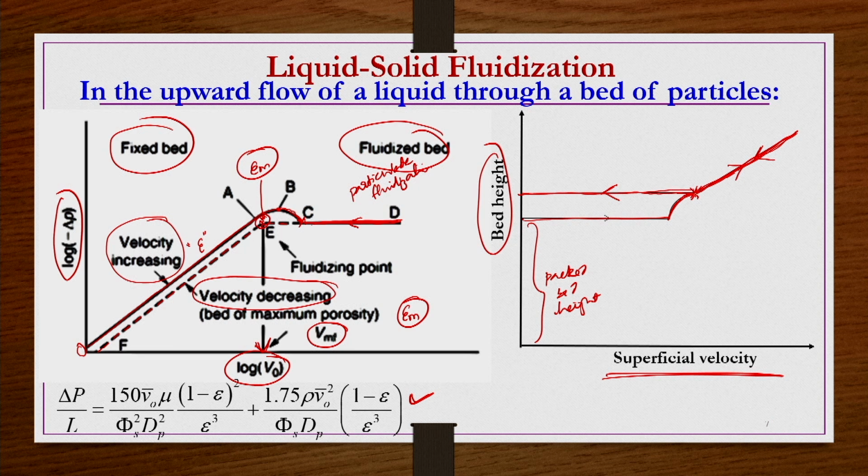So, if you want to find this superficial velocity from the bed height versus superficial velocity curve, the velocity corresponding to this point is known as the minimum superficial velocity. Okay. So, this is about the liquid solid fluidization.